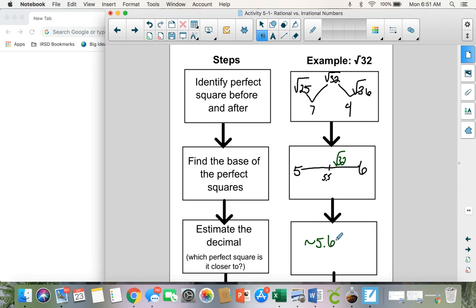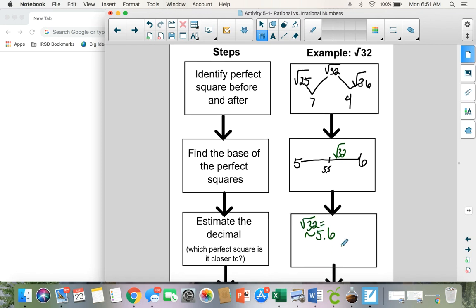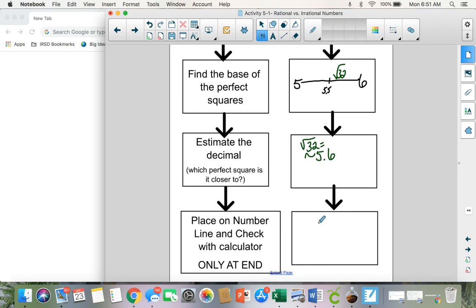That's my estimate, that the square root of 32 is approximately 5 6/10. So now I'm going to go ahead and put that on the number line, just like I did up there.